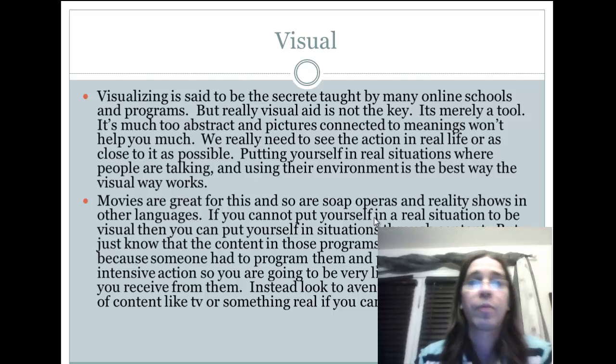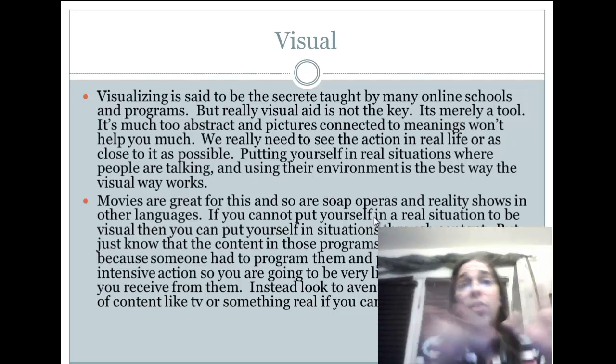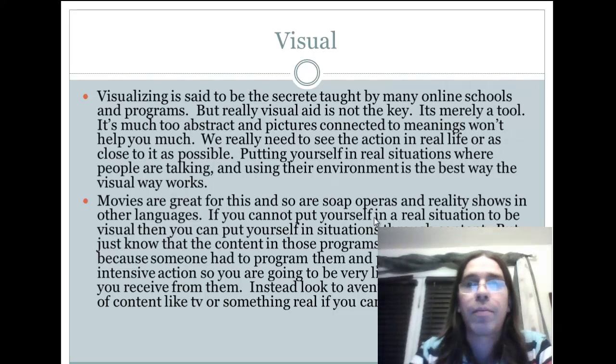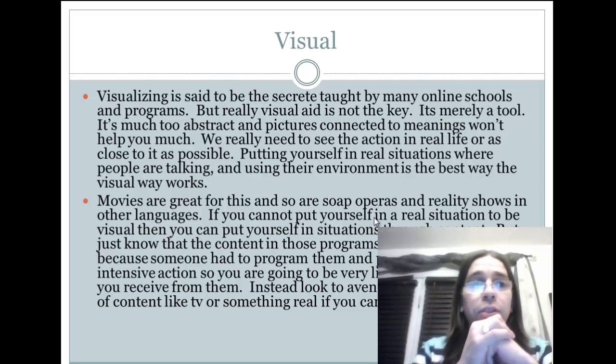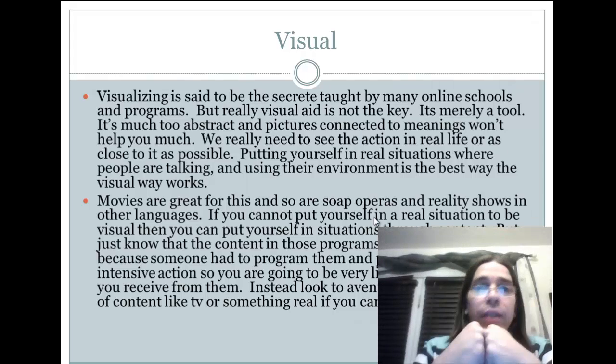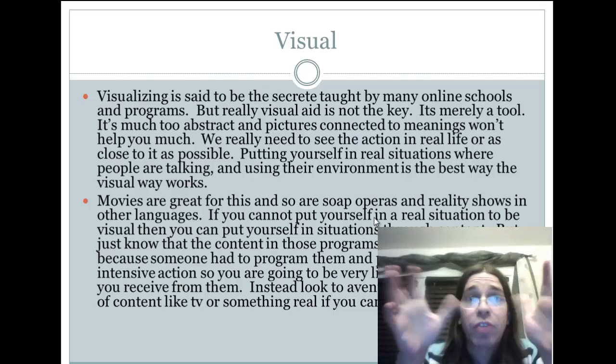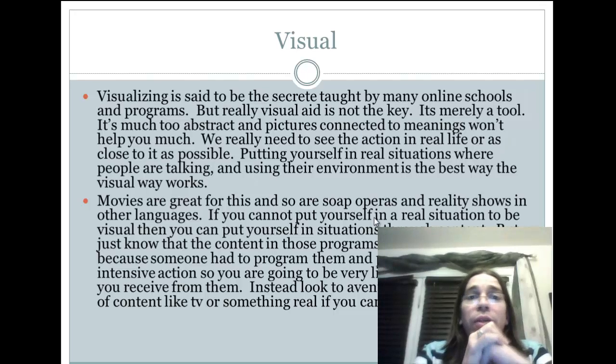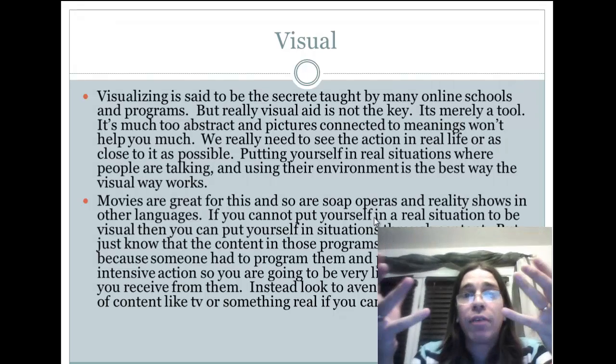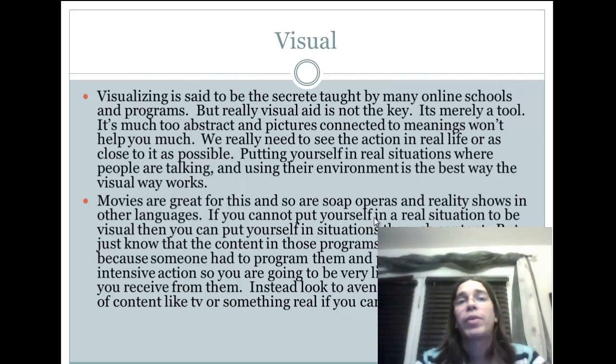Visual. This is said to be the secret, the big secret, for all these online schools and programs, but really it's not the key. It's also merely a tool. We need to really put ourselves in these situations where we could see them visually and hear people talking and interacting and mingling, using their body language and stuff like that for it.